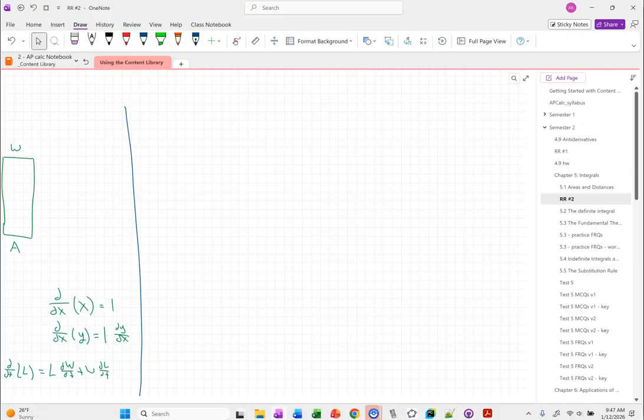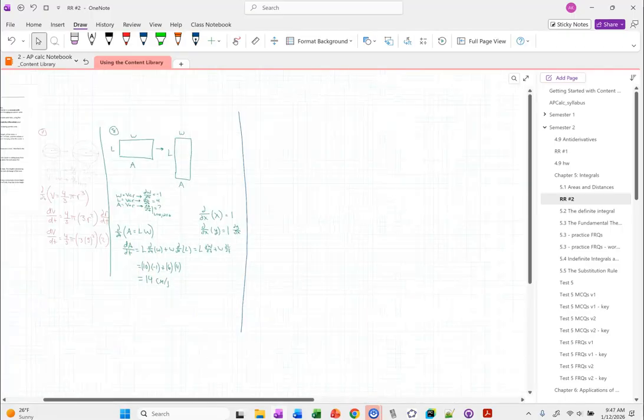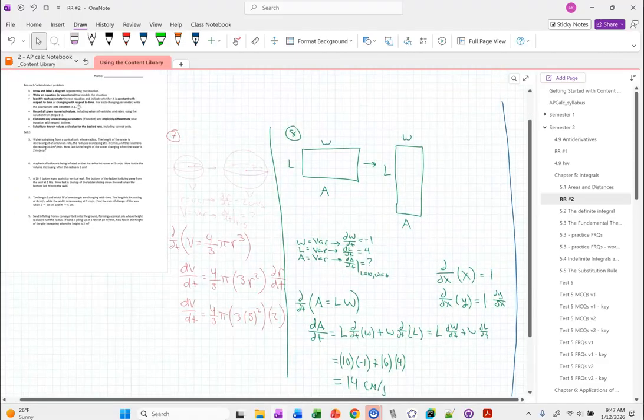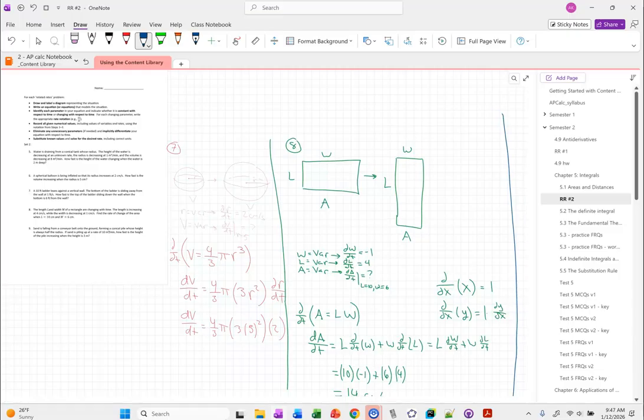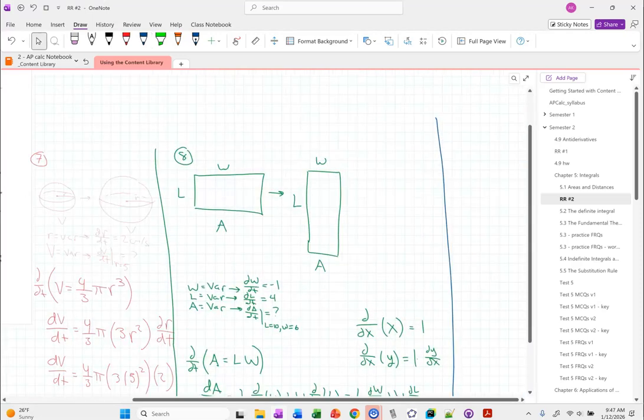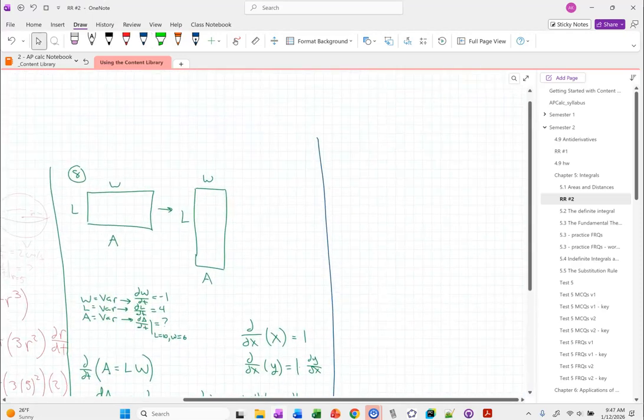All right, so it says water is draining from a conical tank whose radius is... I screwed this up on the paper that I printed off and I have it screwed up here. The height is decreasing at an unknown rate. The radius is decreasing at this, the volume is decreasing at that. How fast is... Okay. So that radius doesn't even need to be there.